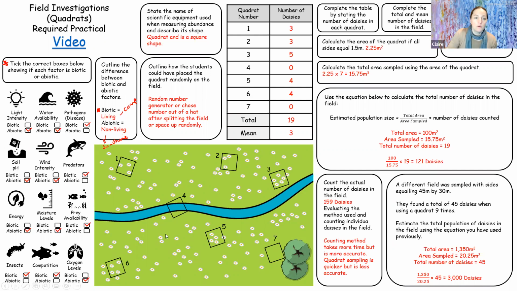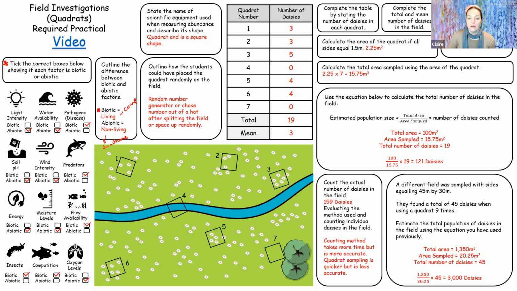You can then state the name of the equipment, that's all fine. So this is what I'm up to here. Random number generator, or choose numbers out of a hat after splitting the field or space up randomly. So if you're out in the field and you have no access to a computer, there are other means and ways of doing this, but with any answer, you must make sure that you comment that it is a random arrangement. You don't just stand there in one corner throwing quadrats and not moving around. It has to be properly and officially done.